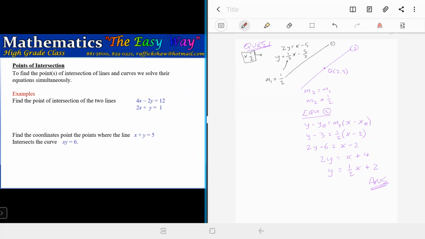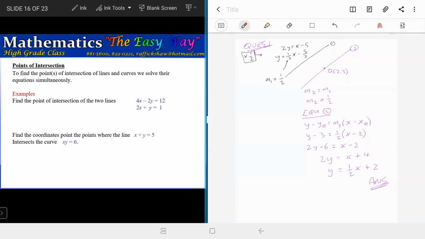So, point of intersection of two lines. To find the point of intersection of two lines, you have to solve the two equations simultaneously to find where they meet. I'm not going to do simultaneous equations as if I'm teaching. If there's a line and a curve, we did this already. We did quadratics.